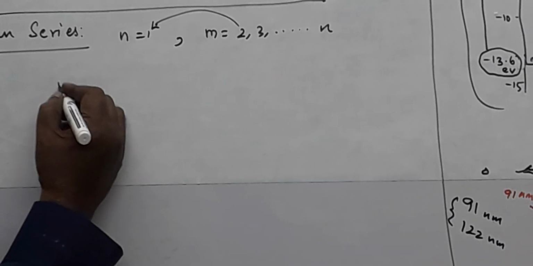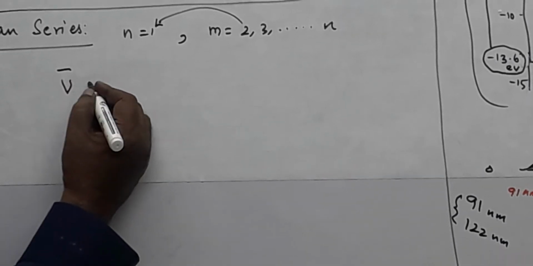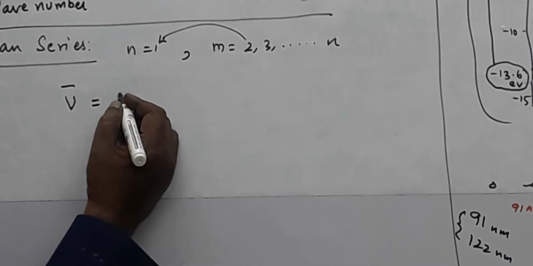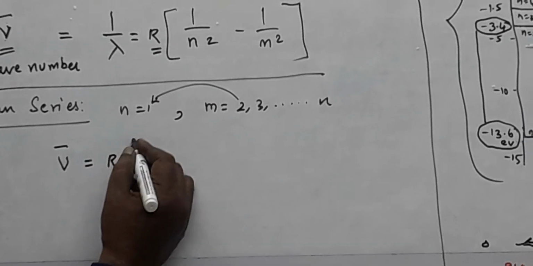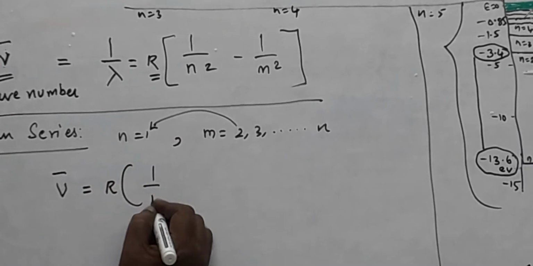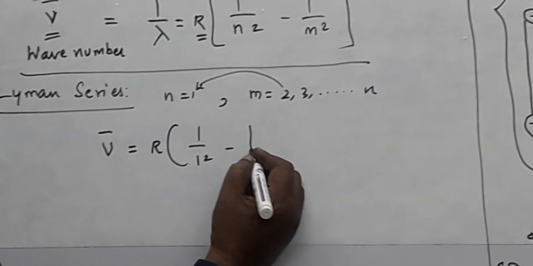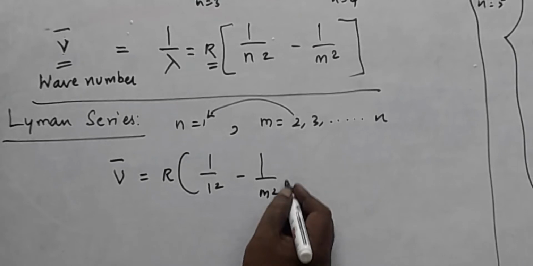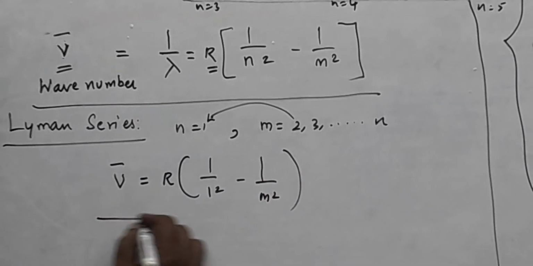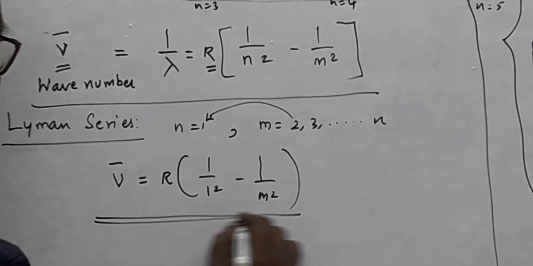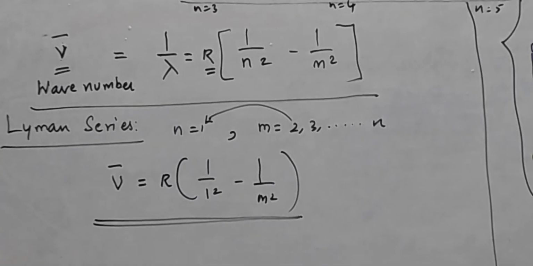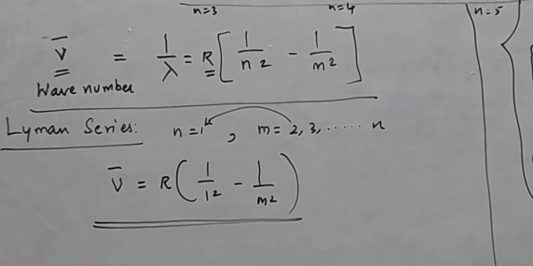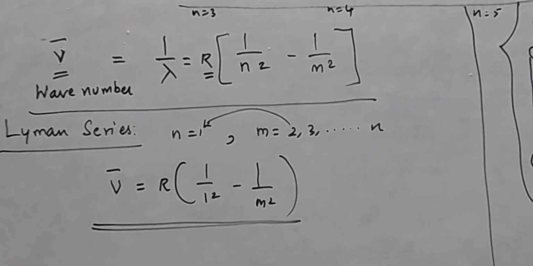Now the wave number is equal to Rydberg constant into 1 by 1 square minus 1 by m square. Here the second term is 1 by m square. This is the equation to explain the Lyman series.